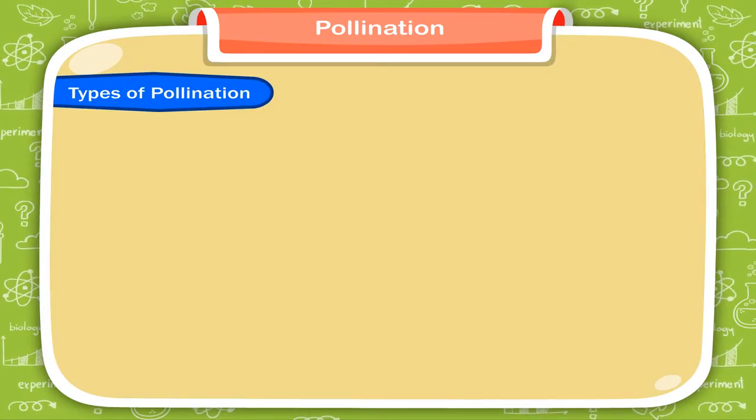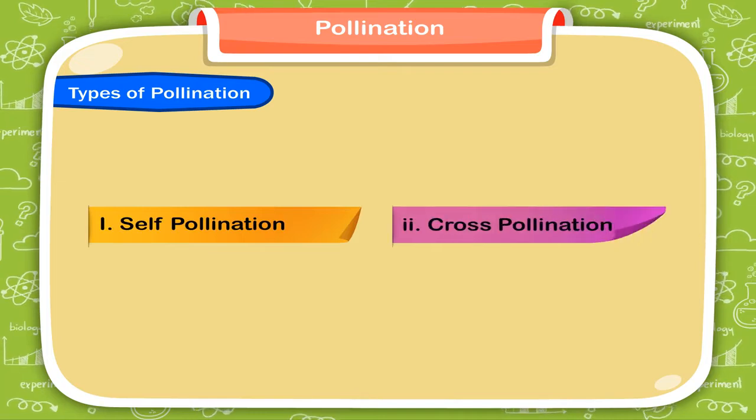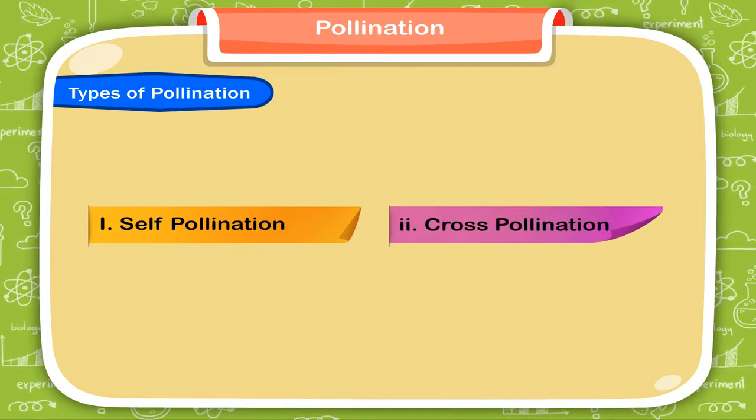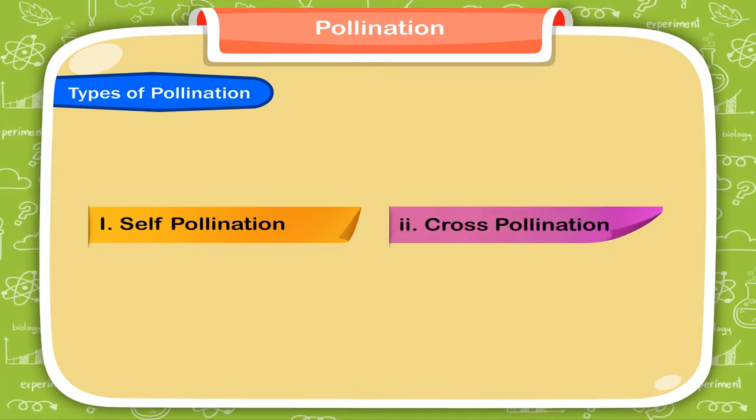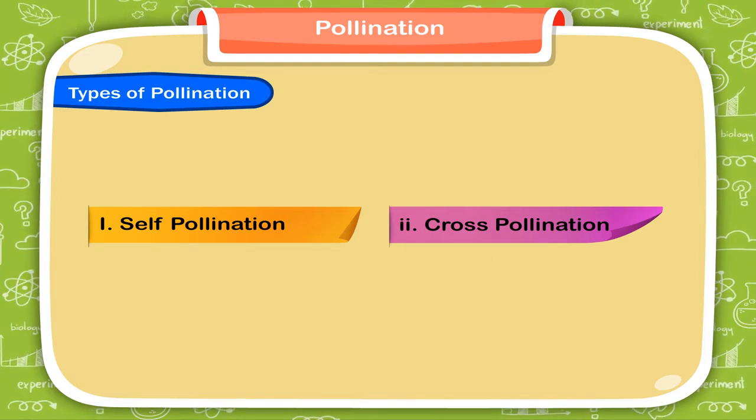Types of pollination. There are 2 types of pollination. 1. Self-pollination. 2. Cross-pollination.